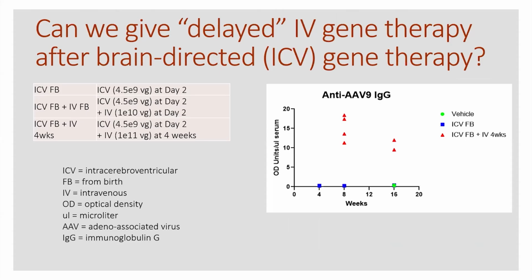So the mice that were treated intravenously, you can see at 8 weeks, the red triangles, they do have titers, but the mice that were treated with ICV gene therapy at birth, at 4 weeks when we would be dosing them intravenously, had no titers, and that was maintained at 8 and 16 weeks, such that we don't think that ICV treatment of that AAV9 at birth results in a titer.